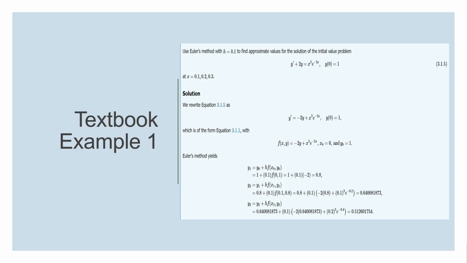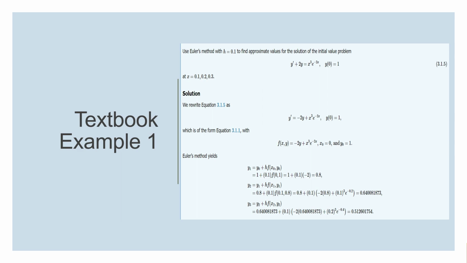This is the first textbook example for Euler's method. Provided is the step size of 0.1, where we must find the values at x equals 0.1, 0.2, and 0.3, and the function is also provided, which is as follows. y prime plus 2y equals x cubed e to the negative 2x, with an initial value of y of 0 equals 1. The first step is you must rewrite the equation as follows: y prime equals negative 2y plus x cubed e to the negative 2x.